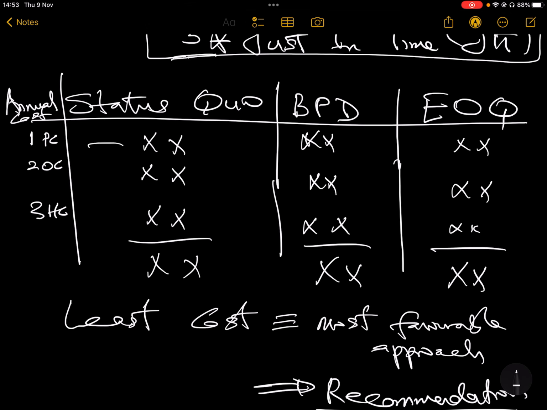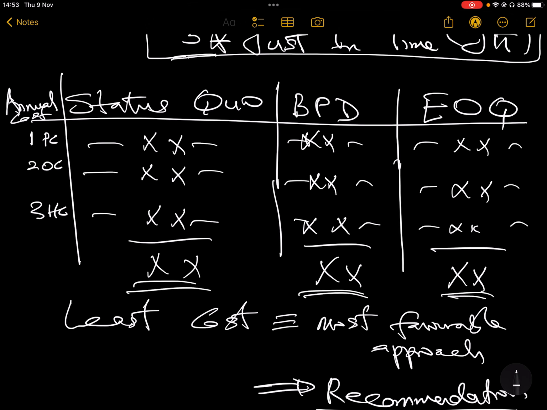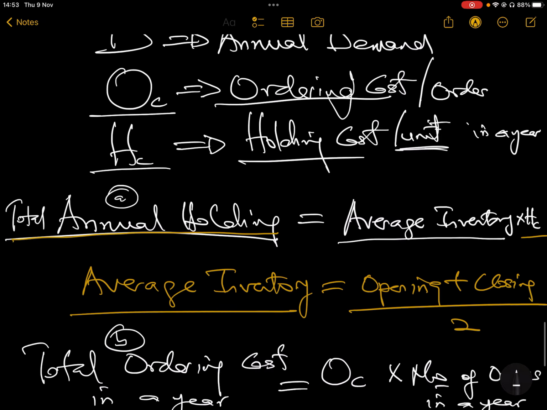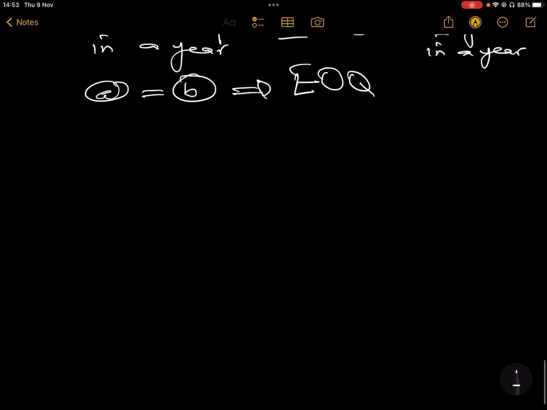And when you calculate all of this for the two methods, then you have the total. Then you can tell whether currently the company is even better off, or they should take bulk purchase discount, or they should take EOQ. So those are the two that you will be expected to be able to do calculations on. And the last method of managing inventory is just in time.